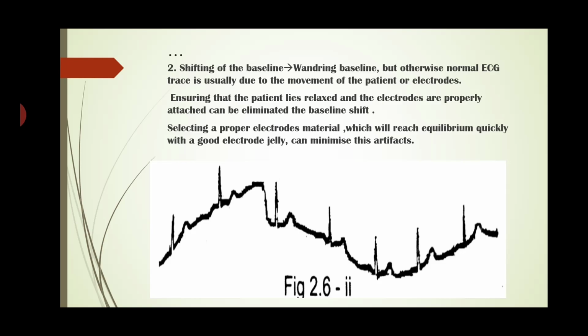Second, shifting of the baseline. A wandering baseline but otherwise normal ECG trace is usually due to the movement of the patient or electrodes. Ensuring that the patient lies relaxed and the electrodes are properly attached can eliminate the baseline shift. Selecting proper electrode material which will reach equilibrium quickly, with a good electrode jelly, can minimize these artifacts.